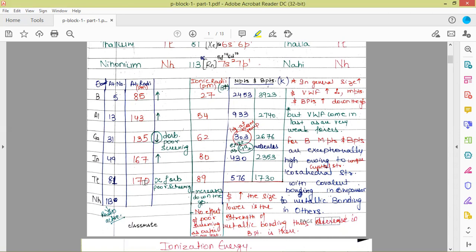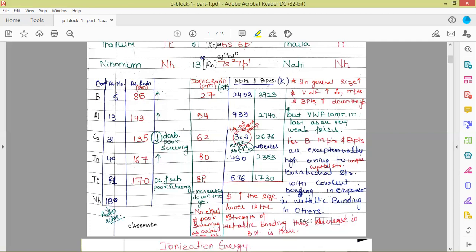Next, we will compare the ionic radii. We'll see that the ionic radii for the +3 cations of these elements have been mentioned. If you look carefully at the ionic radii, we can see that the ionic radii are increasing as we move down the group.